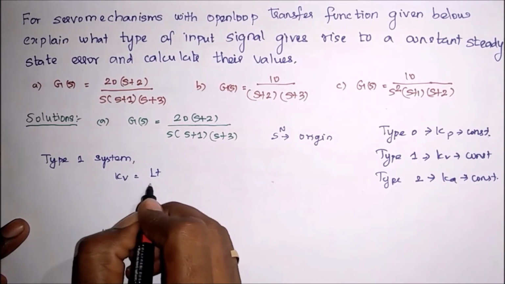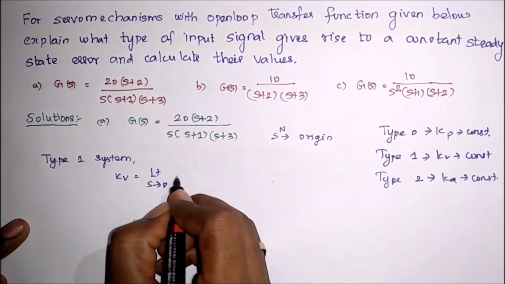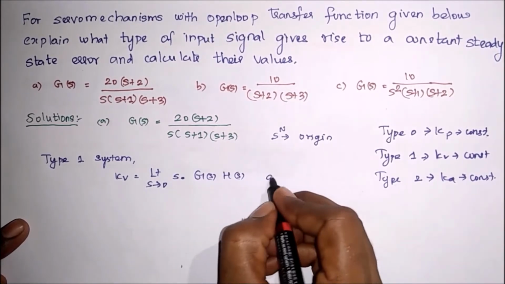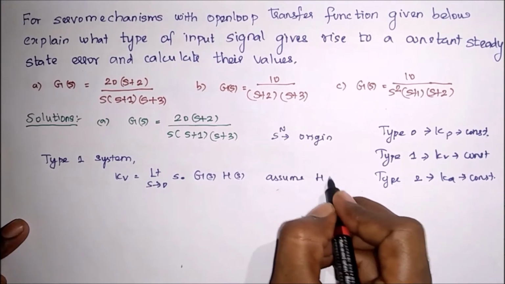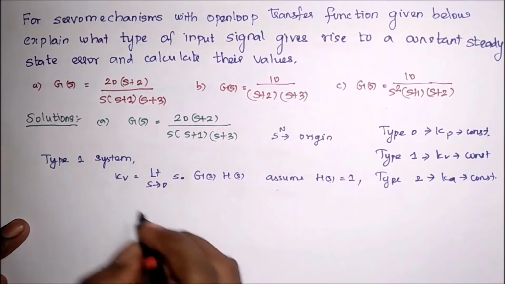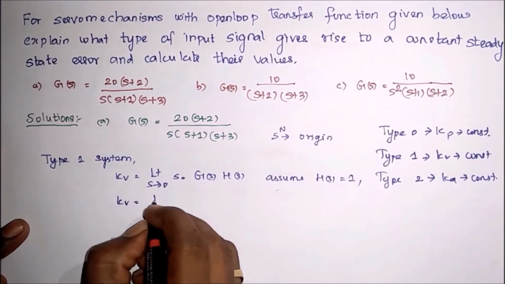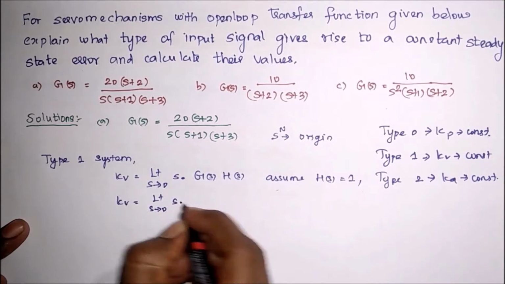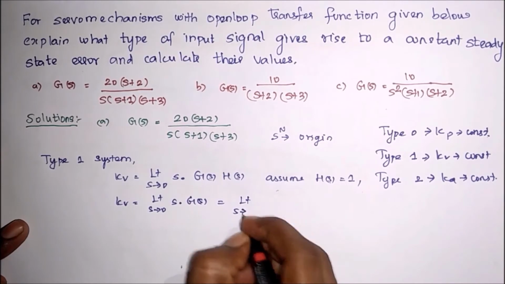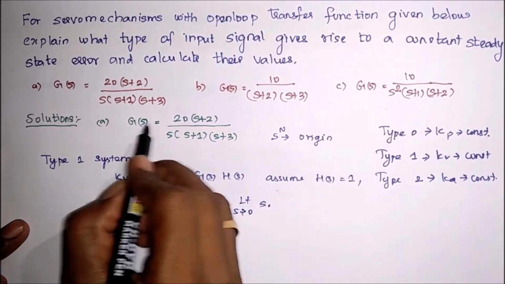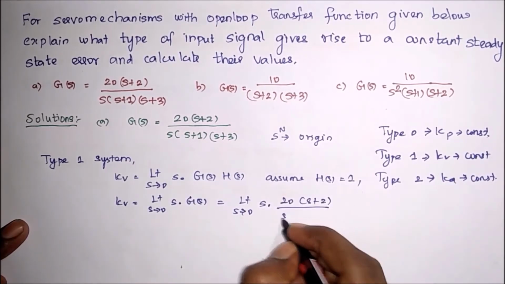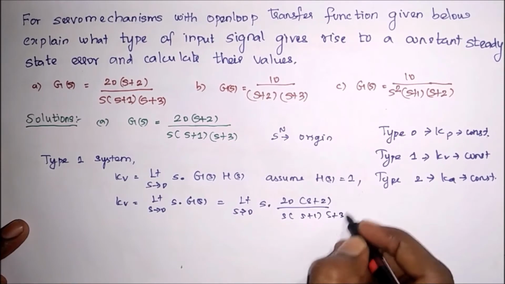Therefore, Kv, the velocity error constant, equals limit s tends to 0 of s into G(s) into H(s). Now we can assume H(s) equals 1, which means feedback equals 1. Therefore, Kv equals limit s tends to 0 of s into G(s). So now the limit s tends to 0 of s into G(s) equals 20 into (s plus 2) divided by s into (s plus 1) into (s plus 3).